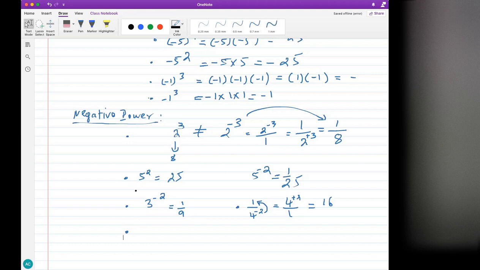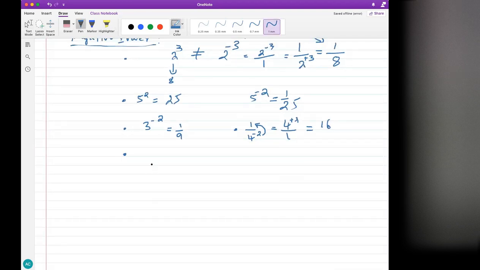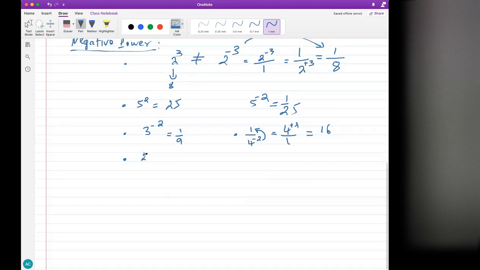You could also have, let's say, 2 to the power negative 3 over maybe 5 to the power negative 3.